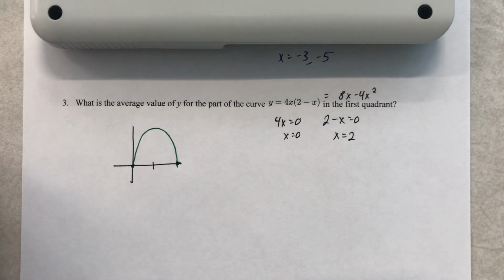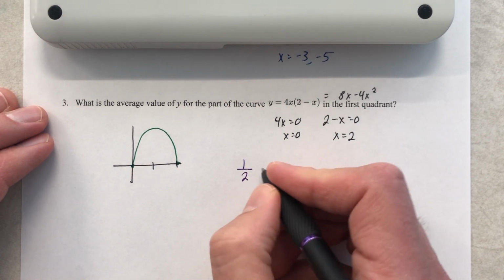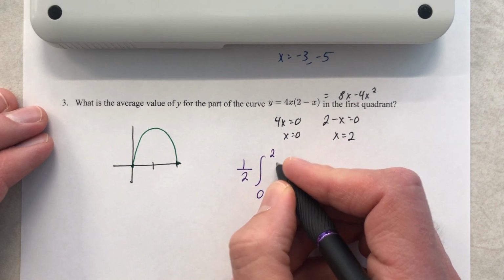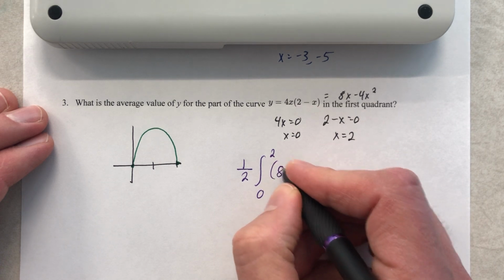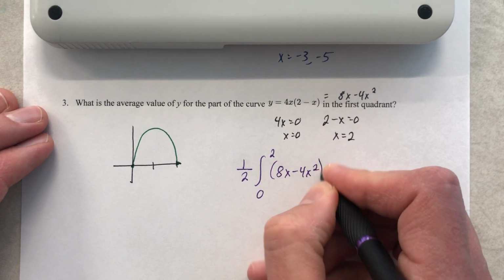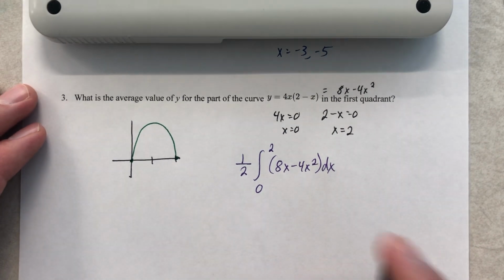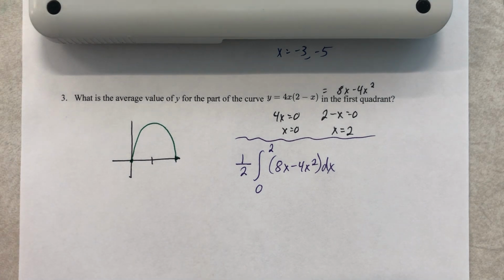Let's switch colors, purple. That was a quick decision. The average value is going to be 1 over the width of the interval and the area from 0 to 2 of 4x times 2 minus x, sorry, so 8x minus 4x squared, and then dx. So this is my average value right here. Call it f of x, or f of c if you want to. They didn't define this as f, so I'm just going to leave it like this. This is going to be my average value.